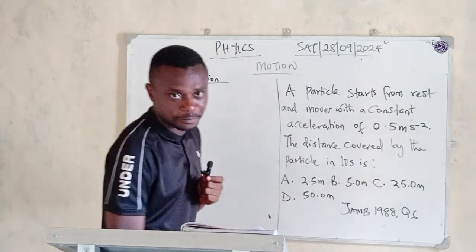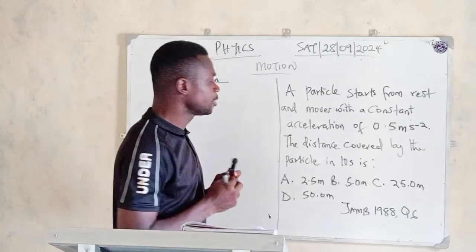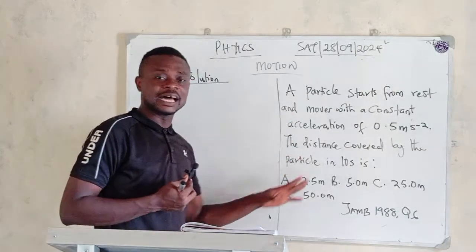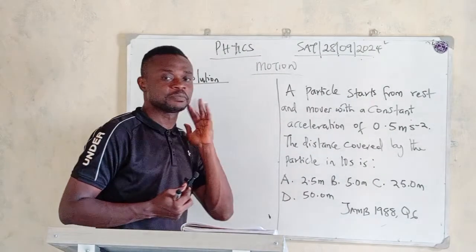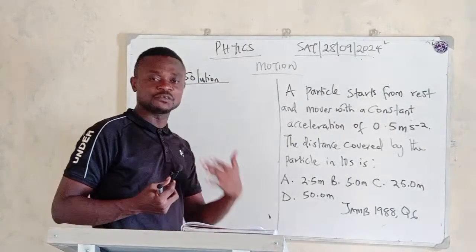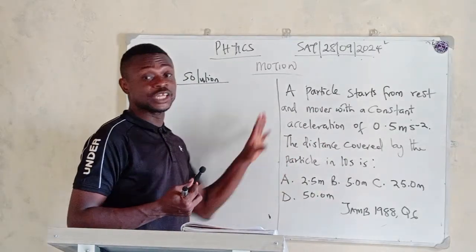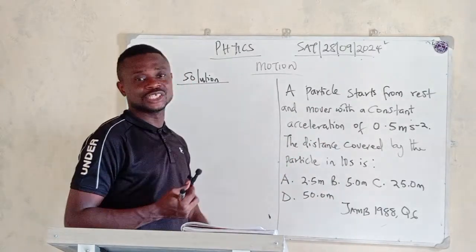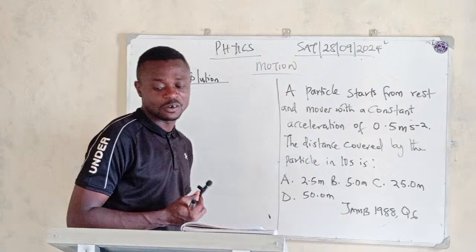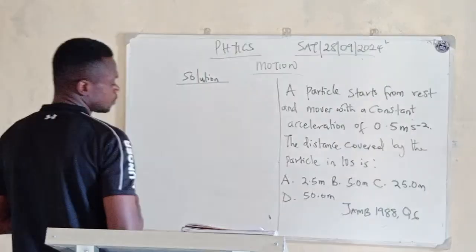Let's solve this question. Solution. As usual, we write out the parameters and their values here. Then check the equations of motion and find out the one that accommodates all these parameters. That is the equation we're going to use to solve this question. Okay, let's go.